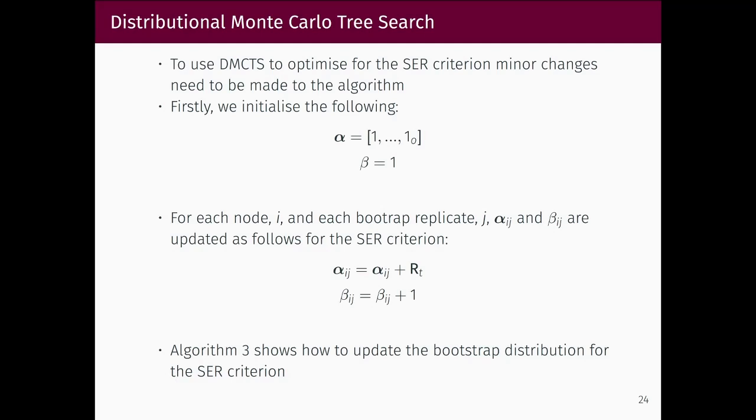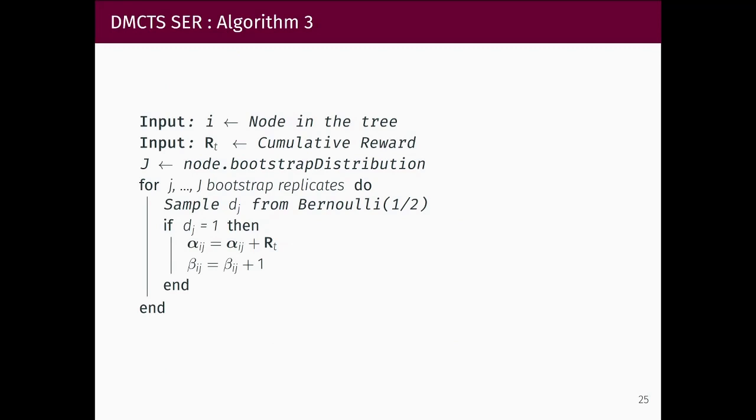And then basically it's just a similar update, except alpha is now a vector. We just add RT as a vector to alpha as a vector. And that's basically it. There's no scalar involved here. It's just two vectors being added together, and beta is just the same. And the next slide will show how the distribution is updated. The distribution is updated very similar to how it's done in the ESR criterion, except, as you can see, after the Bernoulli, alpha ij is equal to alpha ij plus RT. And this is just what we saw on the last slide. It's just two vectors being summed together.